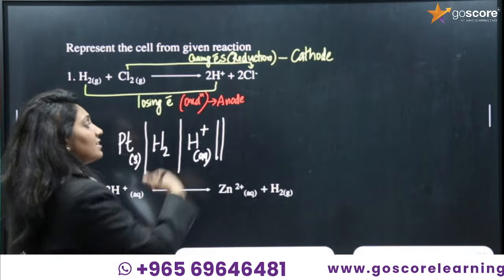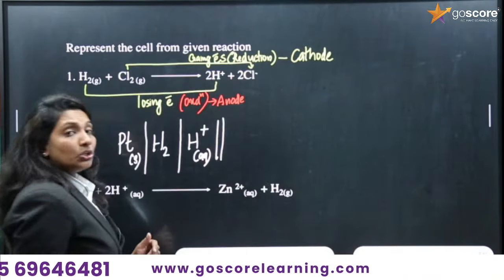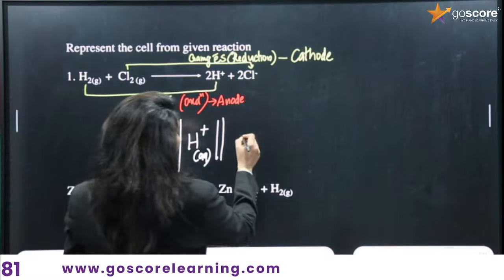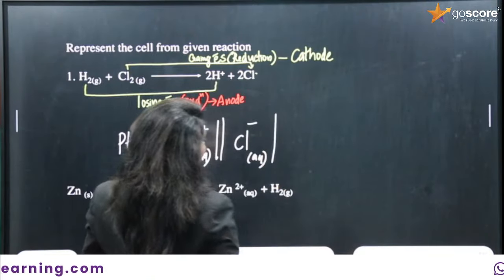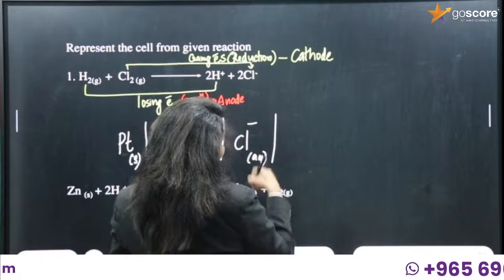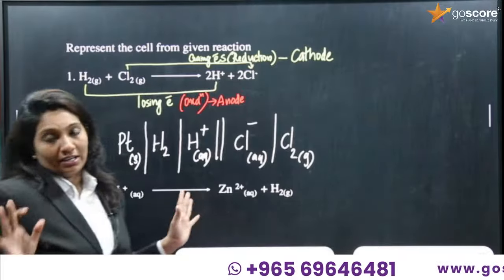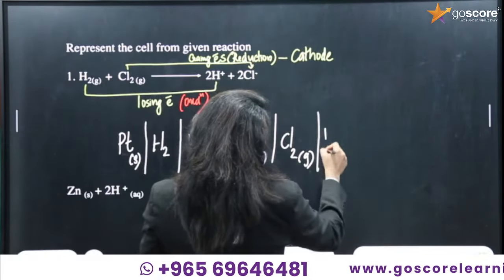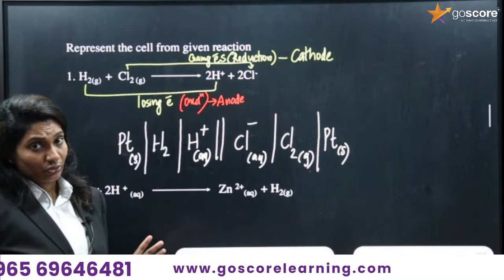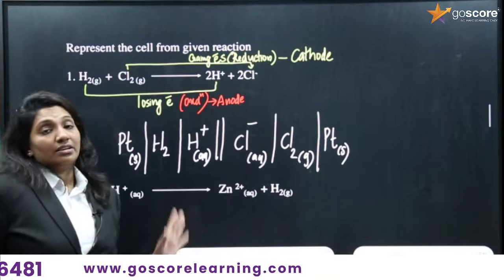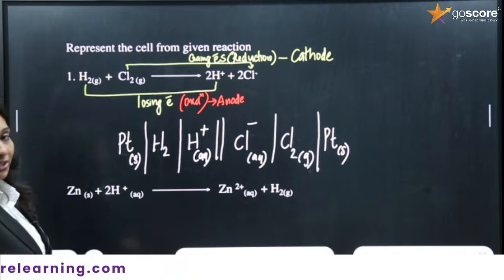Now on the right hand side, that is the cathode part. At the cathode, what is taking place? The chlorine gas is converting into Cl- ions, right? So first we have to mention the ion, Cl- ions. Then the phase change to gas, Cl2 gas. Then on the last corner, we have to mention the solid. No solid is given here, so we can give any inert electrode like platinum. So this is the notation or representation of the cell for this redox reaction.